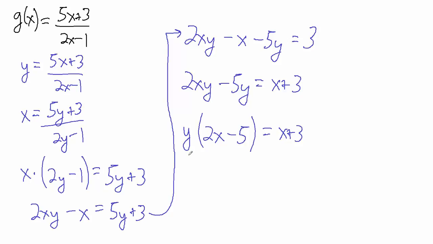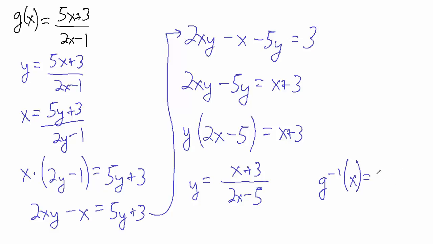Now, pretty much the last step is divide both sides by 2x minus 5, and we end up with y equals x plus 3 on top, and then divided by 2x minus 5. Okay, and that's pretty much it. That's the final answer. Now, since we started with g of x, technically what we should do is end with g inverse of x using the inverse notation. So our final answer might have to be g inverse of x equals x plus 3 over 2x minus 5.